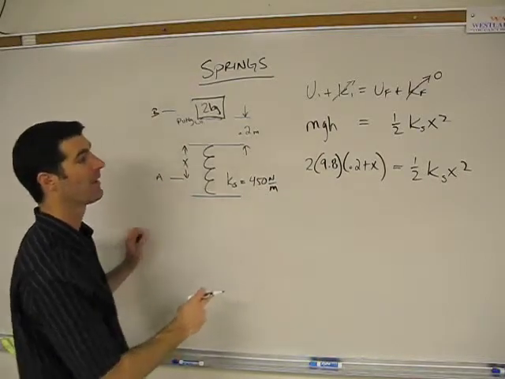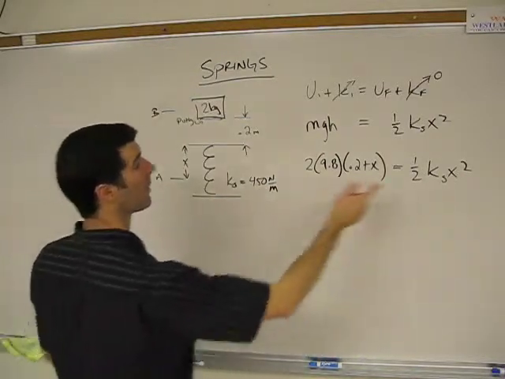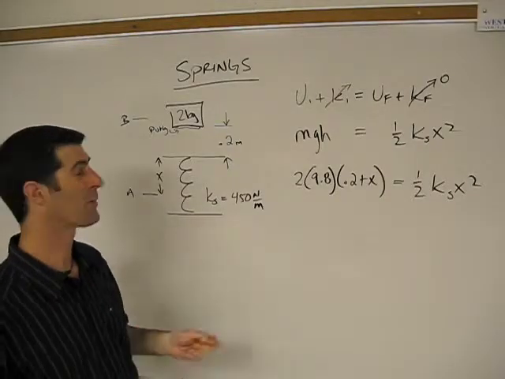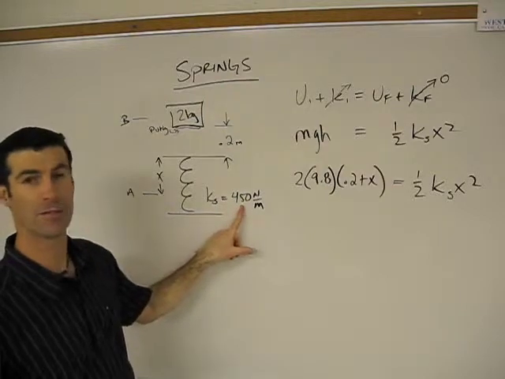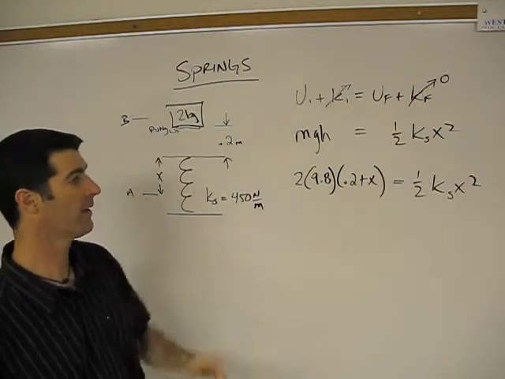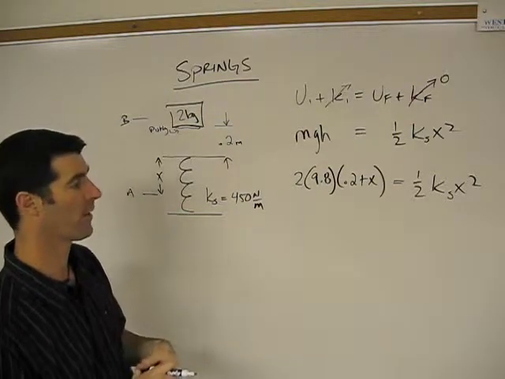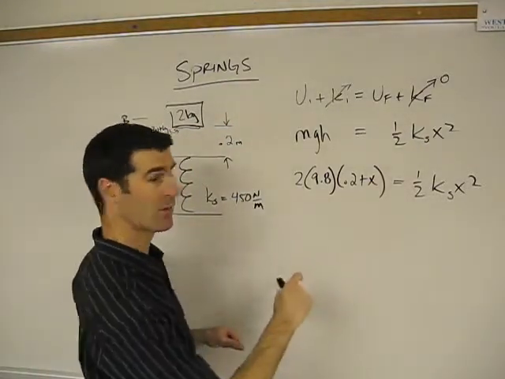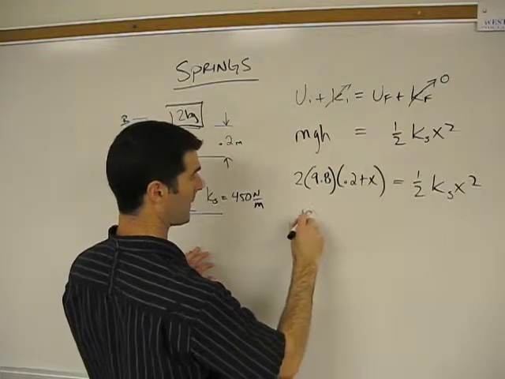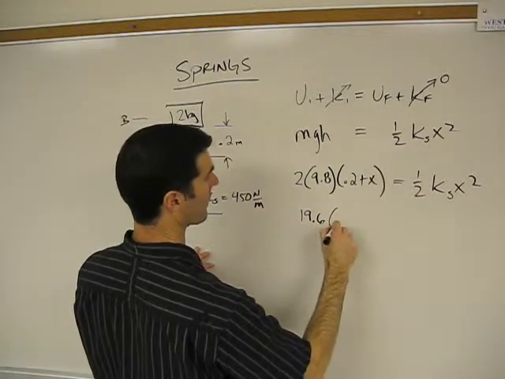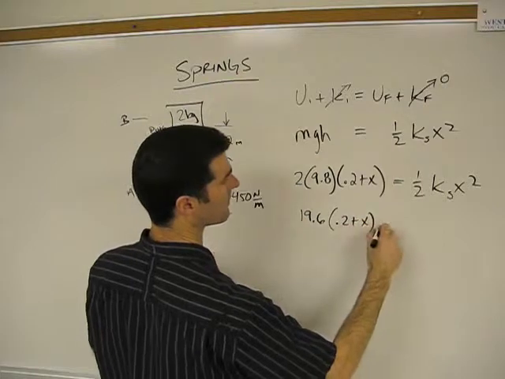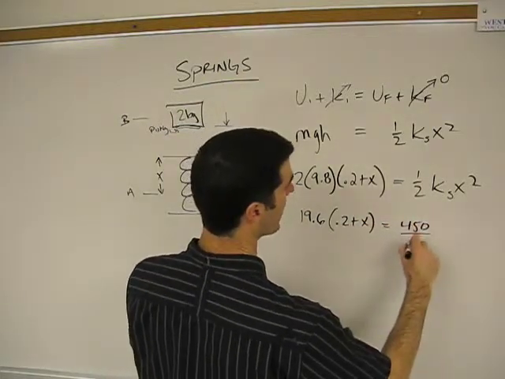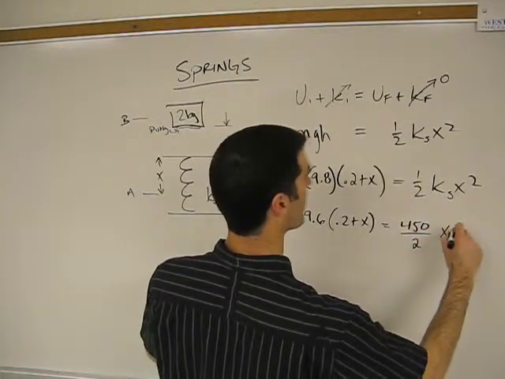So it depends on what kind of spring, but this number can vary quite a bit. So now, if I plug that in, the only variable I have left is x. I'm going to plug in 450 newtons per meter for my k, and we'll go from there. So I have, probably should have used 10, but that's okay. 19.6 times 0.2 plus x equals 450 times 1/2 times x squared.